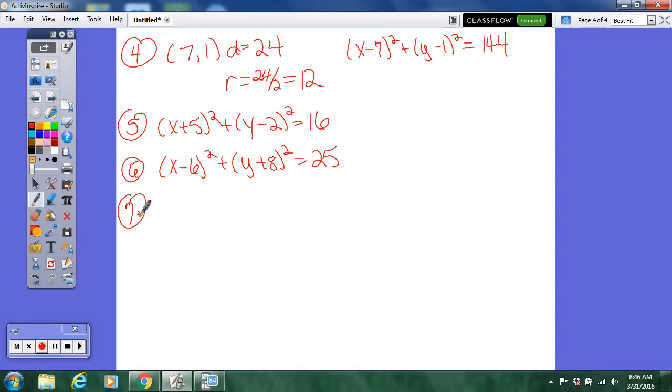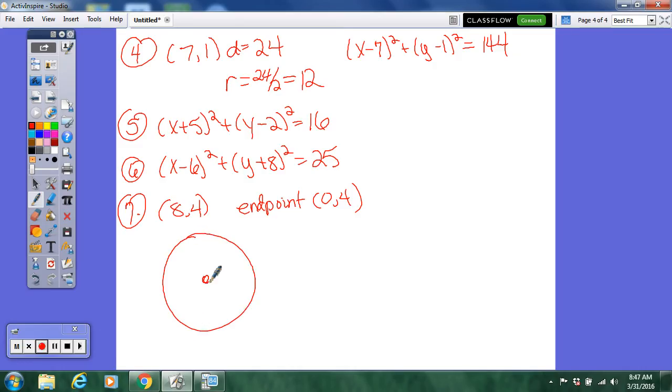Okay, so number 7. All right, so this time it says a circle with center at 8,4 and an end point at 0,4. All right, so here's where it's a little bit more difficult. Think about it. You've got this circle, and it says it's at 8,4, and that there's an end point somewhere on the circle that's 0,4. Does everybody understand that? Center's at 8,4, end point's at 0,4.